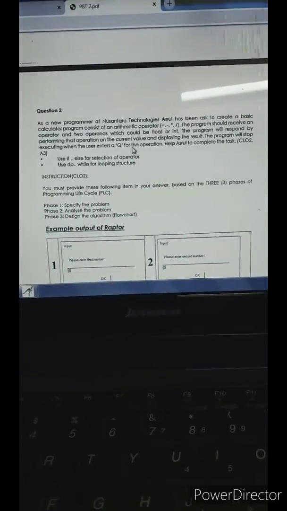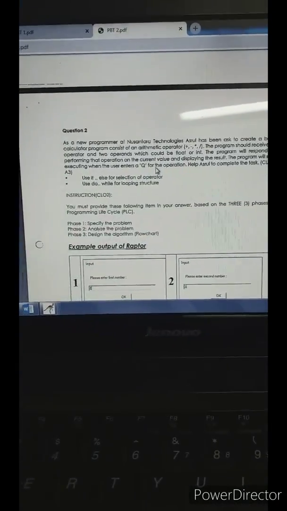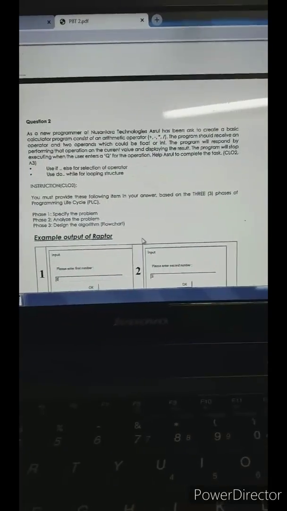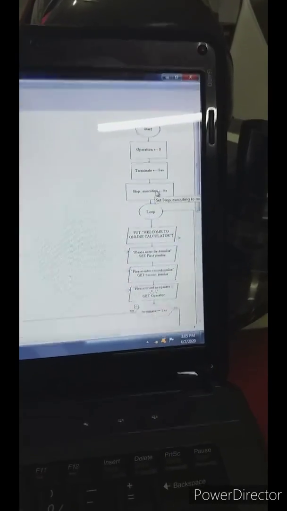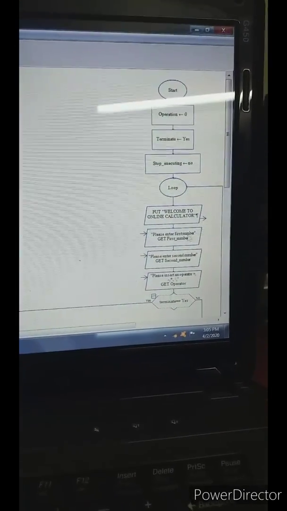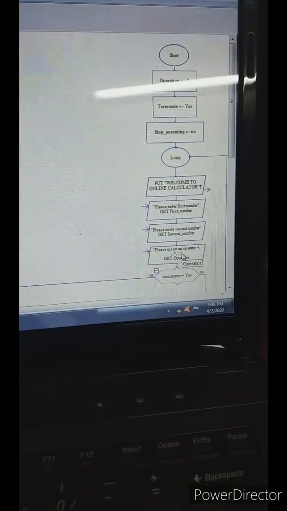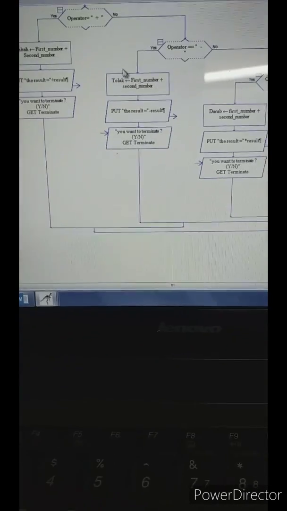So we have to help the new programmer to specify the problem, analyze the problem, and design the algorithm. So here it is. First of all we start with the operation, and then terminate, stop executing, then looping. So it is like welcome to the online calculator. Here please enter the first number, second number, and then insert the operation. And then here's the process.